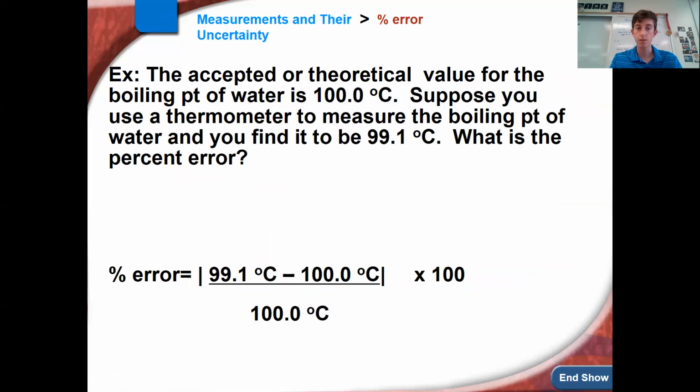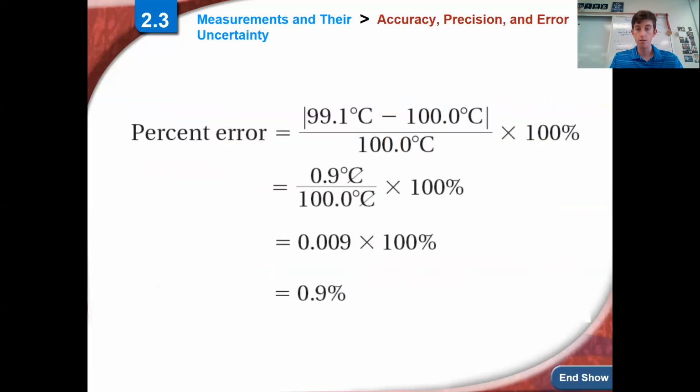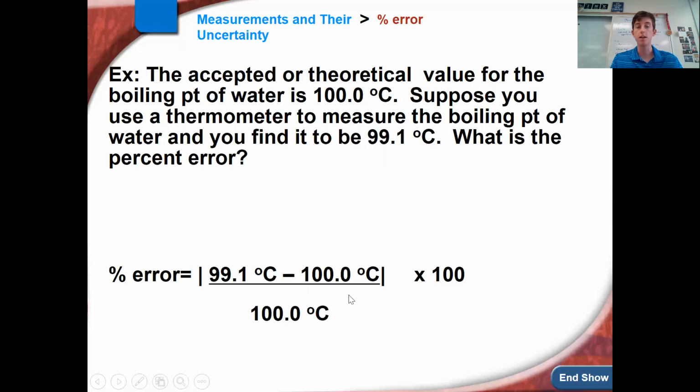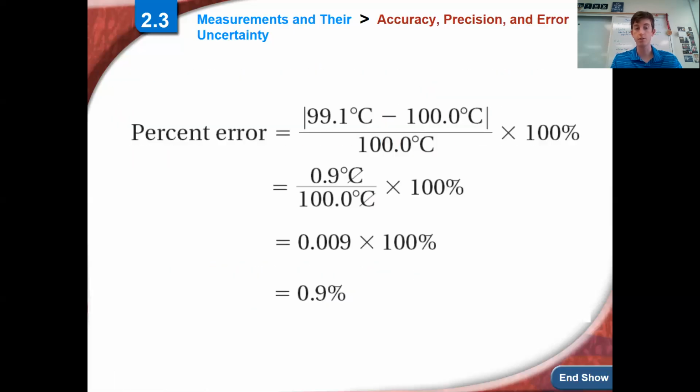So on this one, you have a boiling point of 100 degrees Celsius for water, but you in lab find it to be 99.1. So this is what you would do. See, this one, they inserted the absolute value, which I don't do. You work it out, you get 0.9%. Now, actually, you would get negative 0.9%, which means you are below the correct value by 1/10 of a percent, which honestly, that's pretty good.